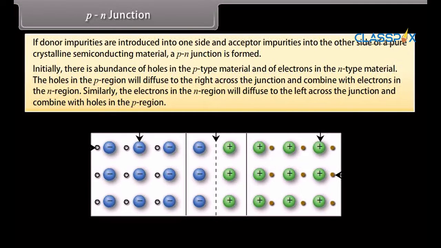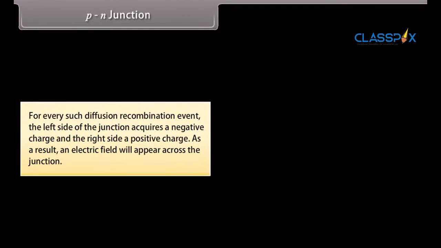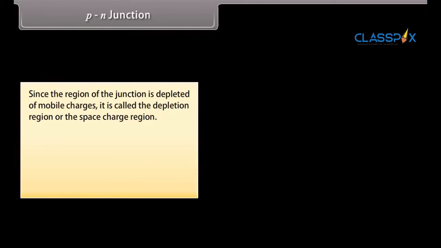The holes in the p region will diffuse to the right across the junction and combine with electrons in the n region. Similarly, the electrons in the N region will diffuse to the left across the junction and combine with the holes in the P region. For every such diffusion recombination event, the left side of the junction acquires a negative charge and the right side a positive charge. As a result, an electric field will appear across the junction. Since the region of the junction is depleted of mobile charges, it is called the depletion region or the space charge region.